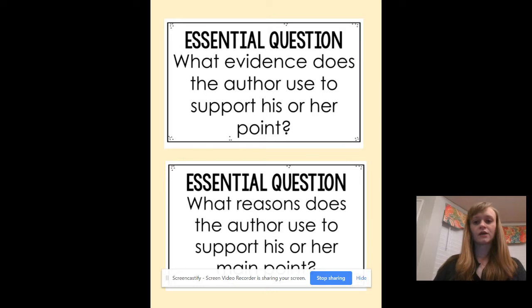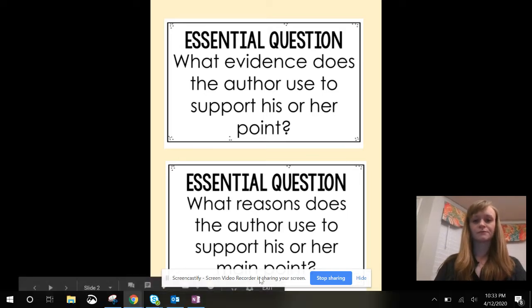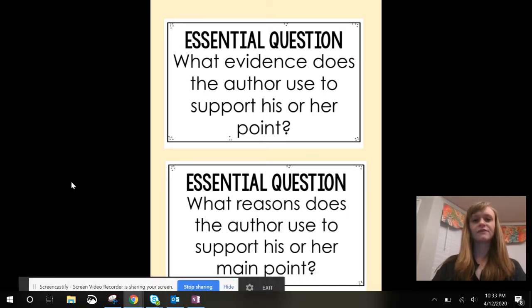So here are essential questions. First, what evidence does the author use to support his or her point? And the second essential question is, what reasons does the author use to support his or her main point? So we're looking at reasons and evidence.